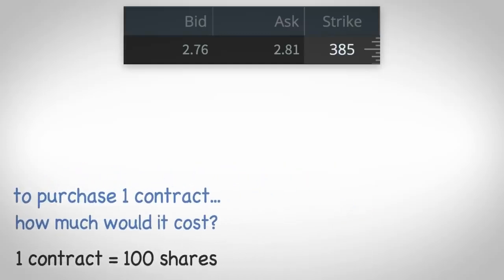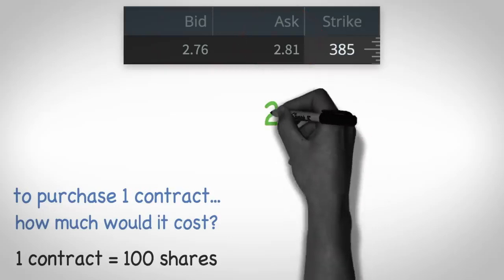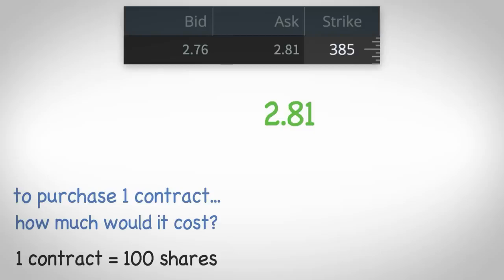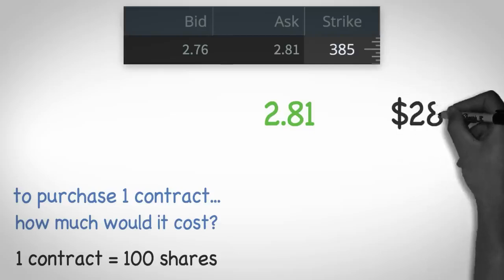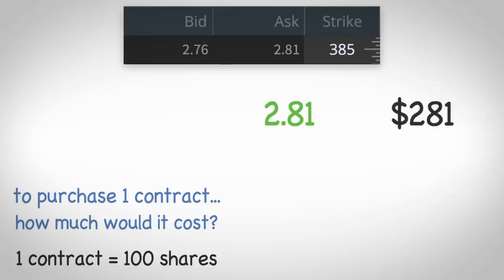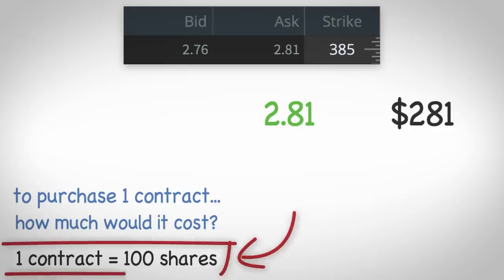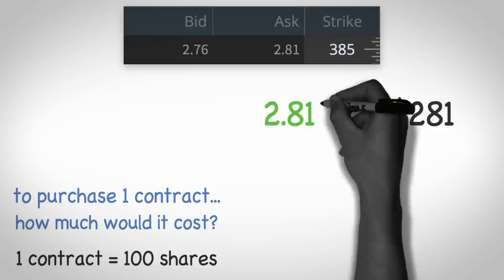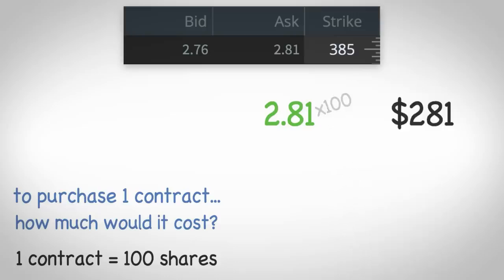Well, looking at this call option, you can see the bid price is $276 and the ask price is $281. So to buy this option, we would have to pay the ask price of $281. But here's the thing to understand. It's actually going to cost us $281 per contract. This is because since one option contract represents 100 shares, option prices will have a multiplier of 100.